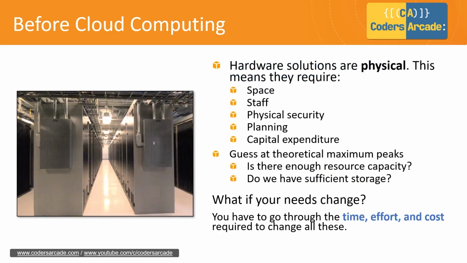And you can see that managing hardware takes away time and resources you could be using to improve your architecture and your application. Correct? Hardware solutions are very physical. This means they require space, staff, physical security, planning, and capital expenditure. So you have to guess at theoretical maximum peaks, asking if there is enough resource capacity or if you have sufficient storage. What if your needs change? What if you need something more? What if you need something less? You have to go through the time, effort, and cost required to change all of this.